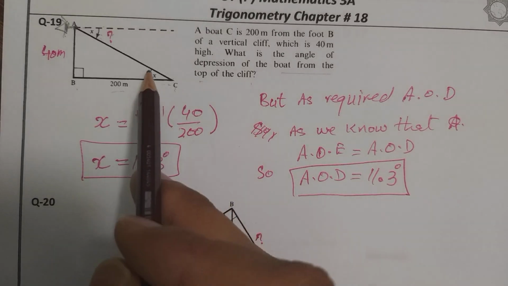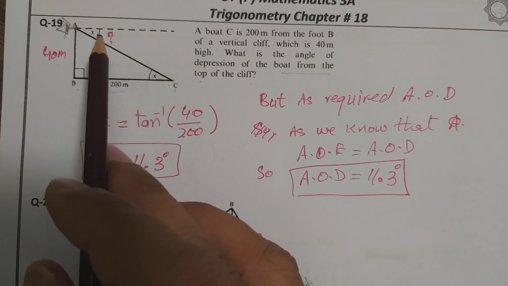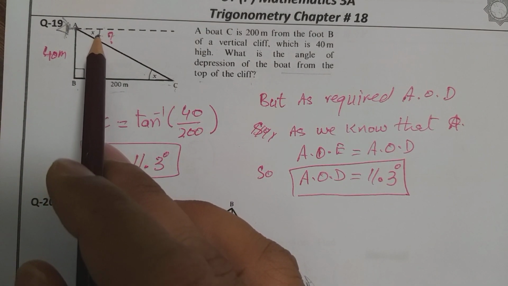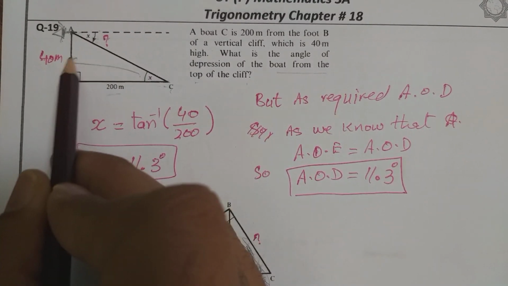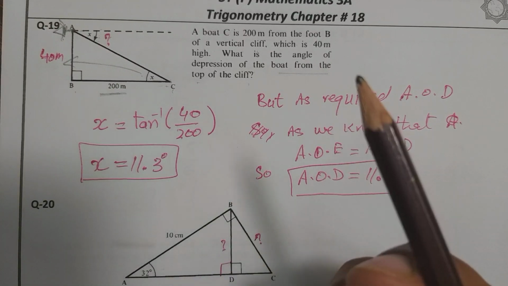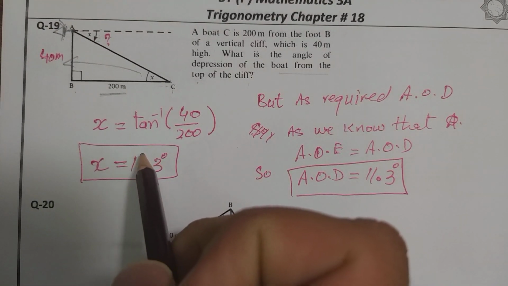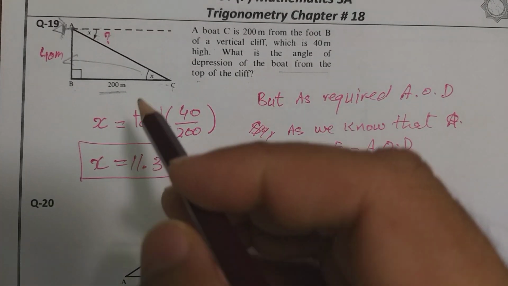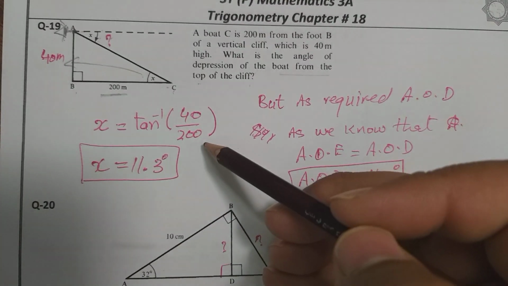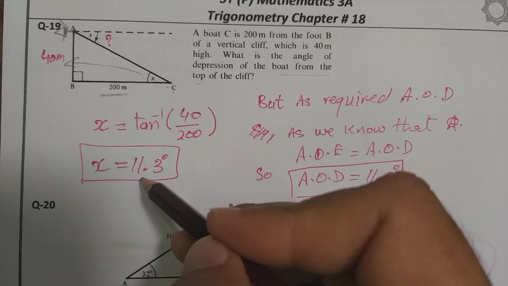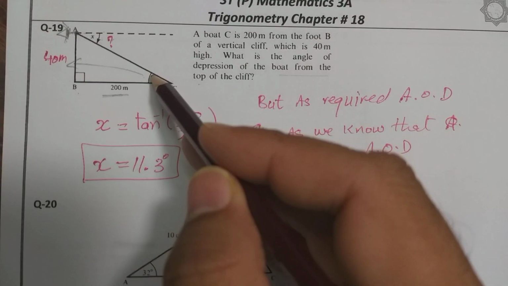Okay, so we don't have any information to find the angle of depression directly. So before we go for it, we should find the angle of elevation. According to this, this is the opposite and this is the adjacent. Opposite and adjacent, so we apply the tan formula here. So tan inverse, shift tan 40 over 200, simplify, you'll find the angle 11.3 degrees.